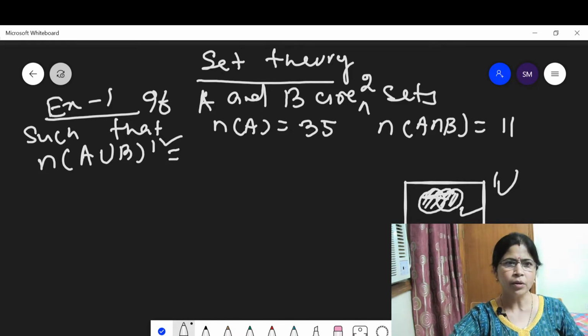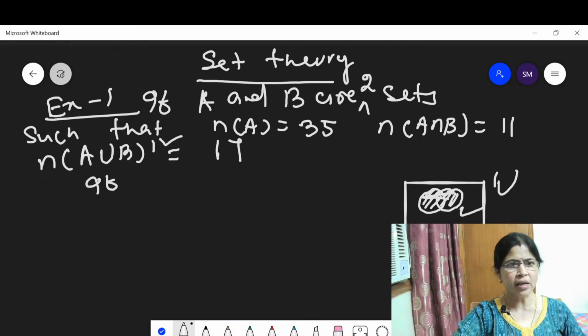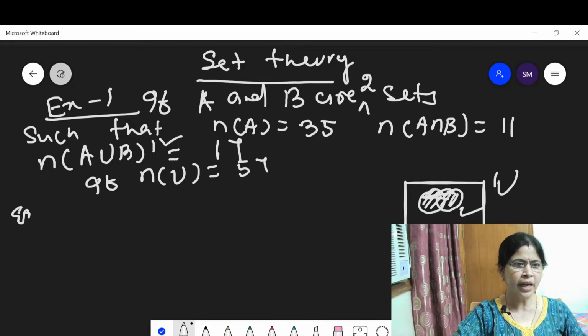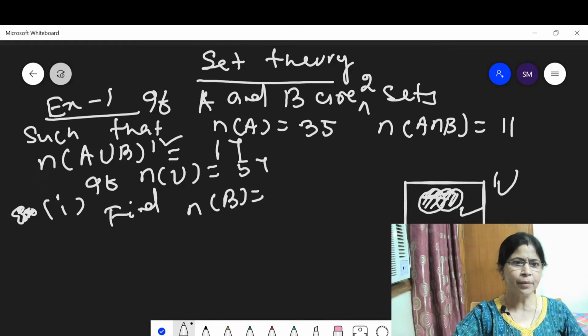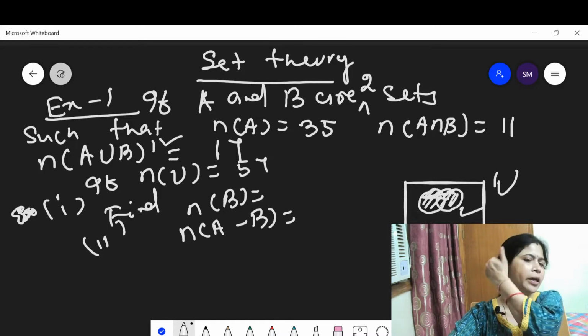How many elements are present? 17. And another data is given: n of U, the number of elements present in the universal set, is 57. Then here we have to find n of B, the number of elements present in B, and the second thing we have to find is the number of A minus B. What do you mean by A minus B? It is A excluding the elements common with B.